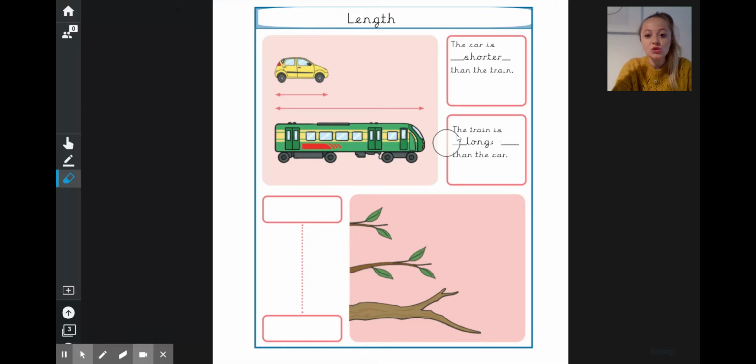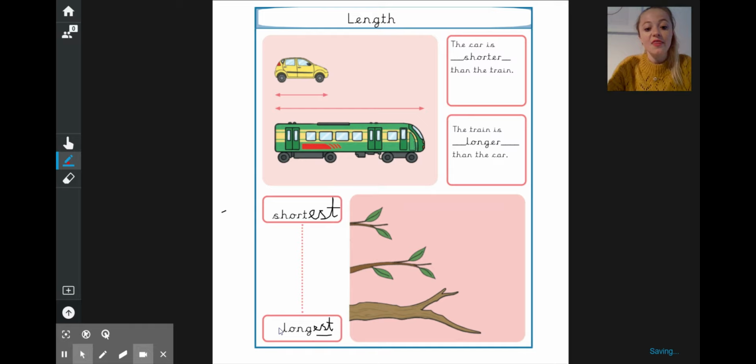It is longer. And here we've got three sticks or branches that we have ordered in their length, starting from the shortest, all the way up to the longest. Now, do these say shortest and longest? How can I turn this one into? This says short. We need it to say shortest. And over here, instead of long, we want it to become the longest because we're comparing three or more things.